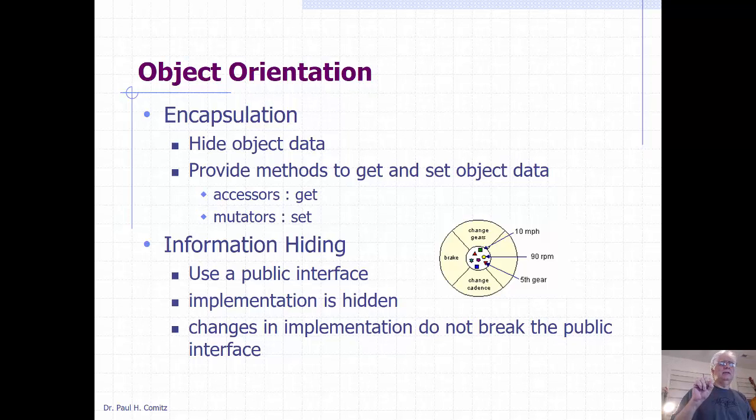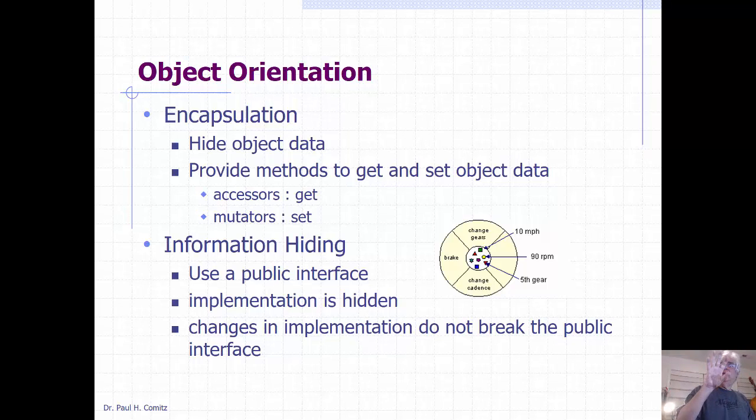How do we get access to this state? We provide methods to get or set the object data. There are getters and setters, or so-called accessors and mutators. These getters and setters give rise to this idea of information hiding. Information hiding is really an extension of the same idea as encapsulation. We access object data through its public interface.